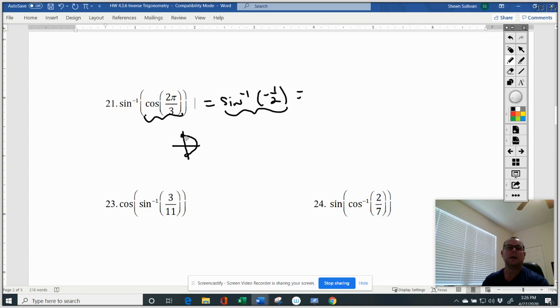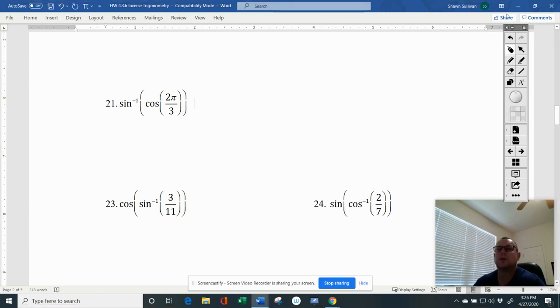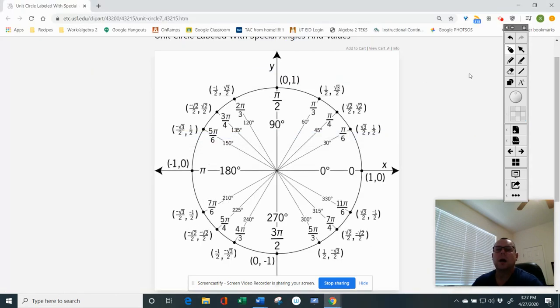This is the range restriction on sine inverse. So this has to be down here. So this is equal to negative pi over 6. And I feel like I should probably talk about this for a minute. So let's go to something. Let's come here.